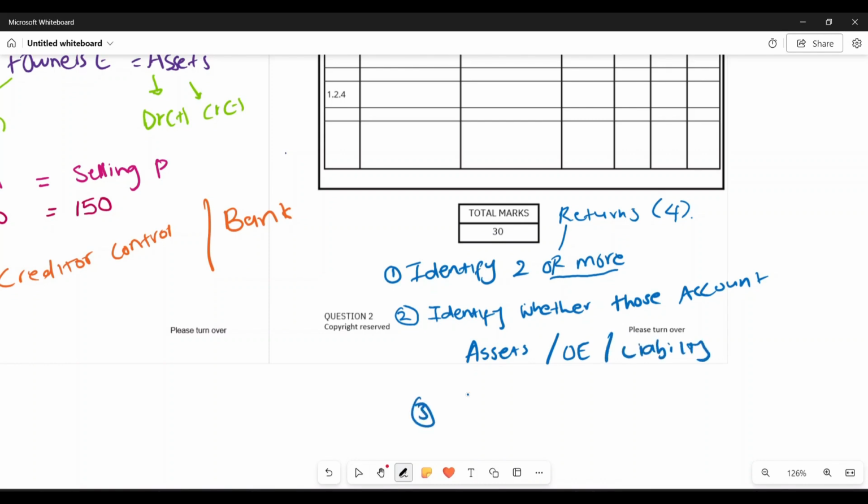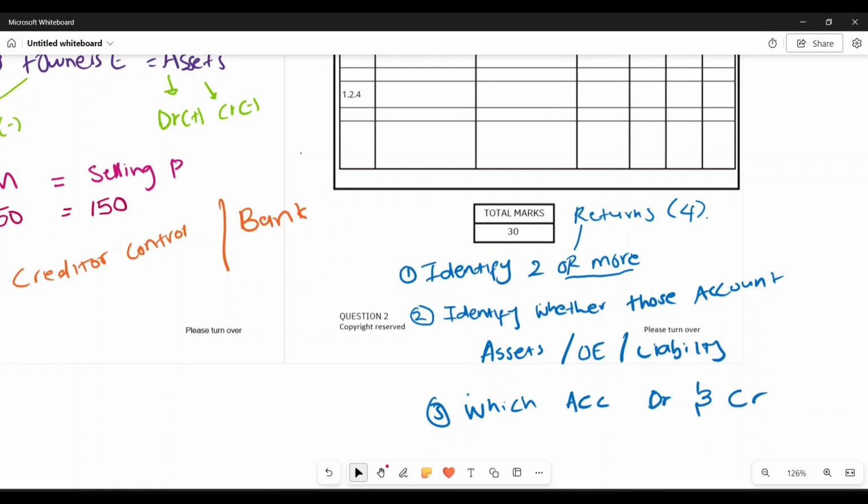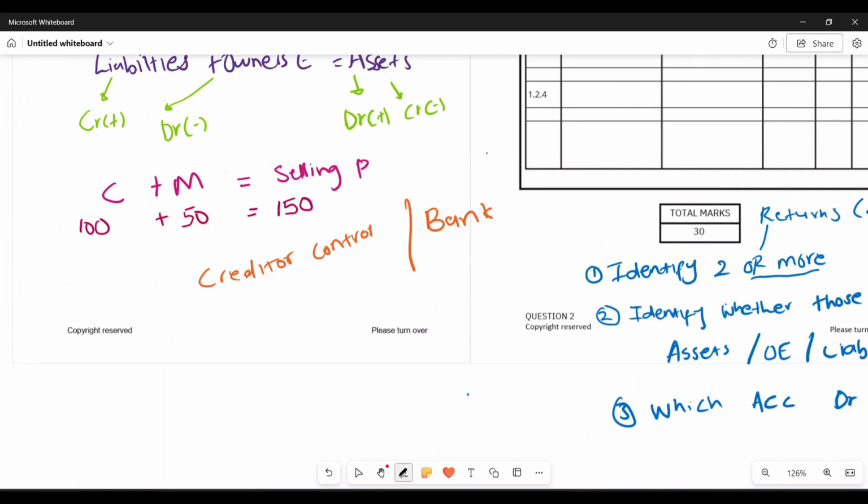And lastly, after you have identified whether they are asset accounts, owner's equity accounts, or liability accounts, you need to ask yourself which account would be debited and which account would be credited. Now here, I've classified my two accounts, which are creditors control and bank.